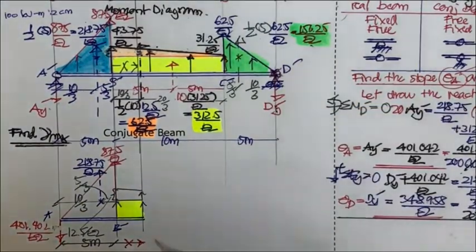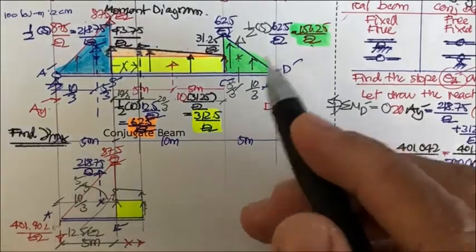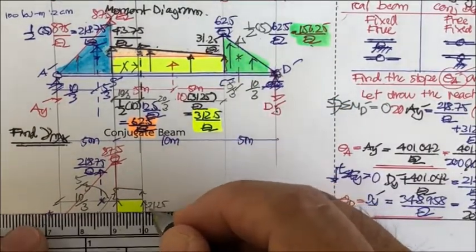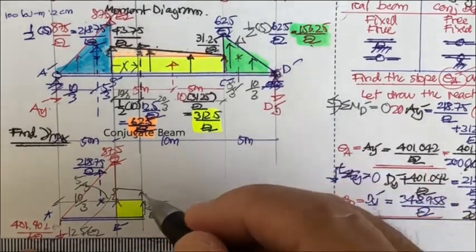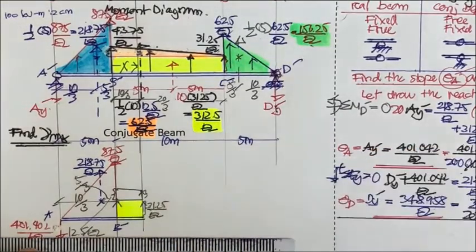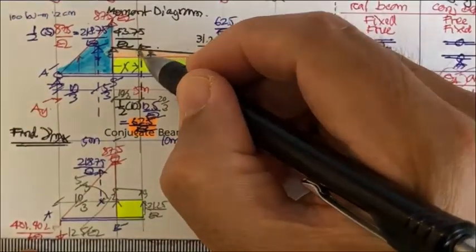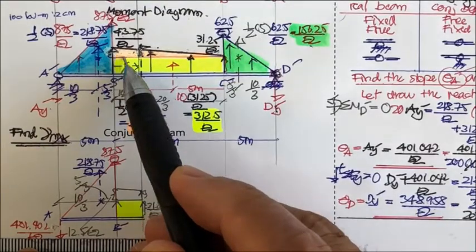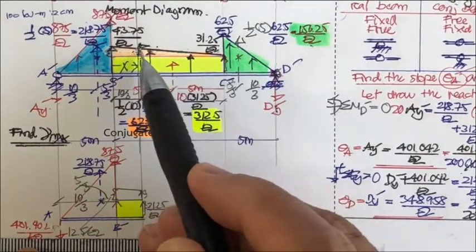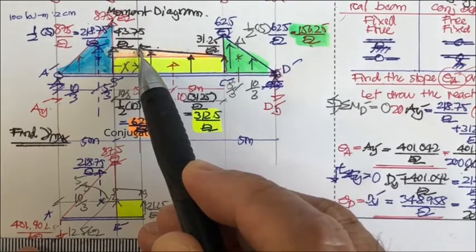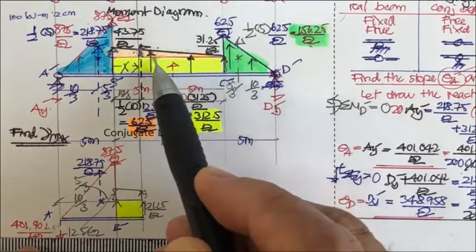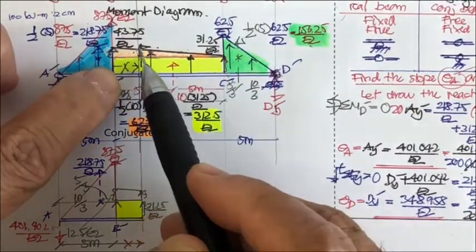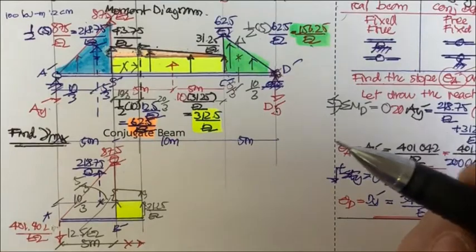And the problem is, we know this, right? This is 31.25 divided by EI. But we don't know how much this is. But we can determine this by finding over here. This is going to be 12.5 divided by 10, and y divided by this one, which is going to be 10 minus x. Okay, by similar triangle.